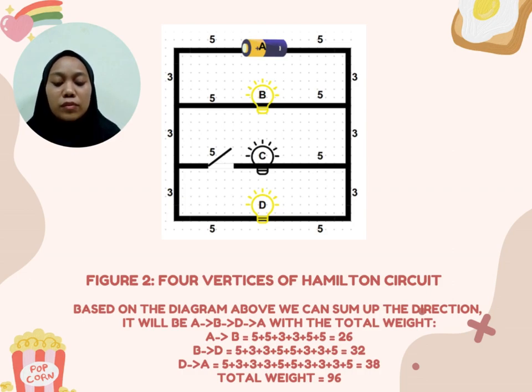The weight calculation for vertex A to B is 5 plus 5 plus 3 plus 3 plus 5 plus 5. So the total is 26. For vertex B to D, 5 plus 3 plus 3 plus 5 plus 5 plus 3 plus 3 plus 5. So the total is 32. For vertex D to E, 5 plus 3 plus 3 plus 3 plus 5 plus 5 plus 3 plus 3 plus 3 plus 5. So the total is 38. So the total weight for figure 2 is 96.